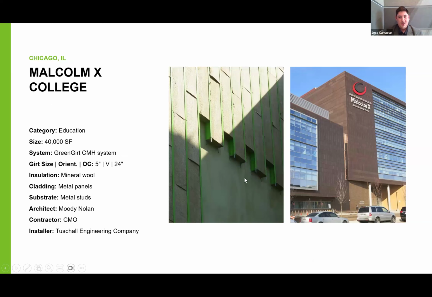The other images we saw were horizontal installations of Green-girt. This here is a vertical installation using mineral wool. This is on an education building in Chicago. Again, this is using the Green-girt CMH system at 40,000 square feet of space.